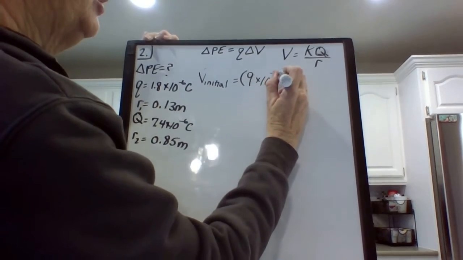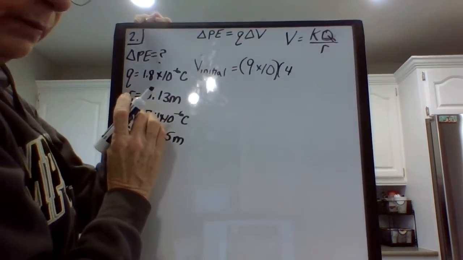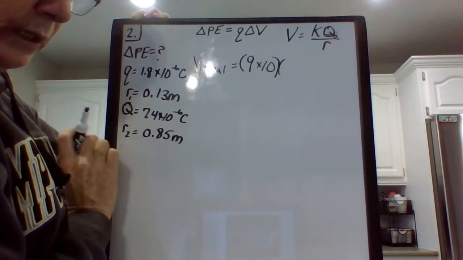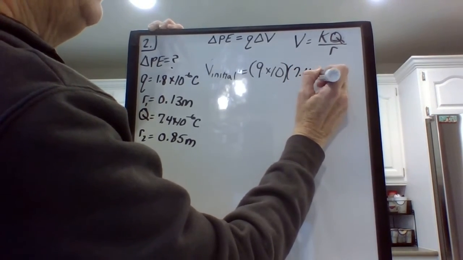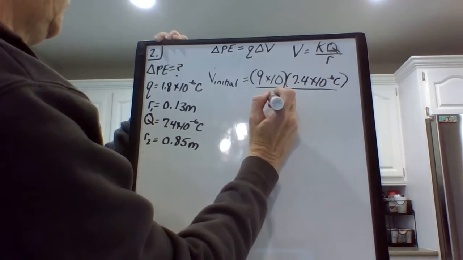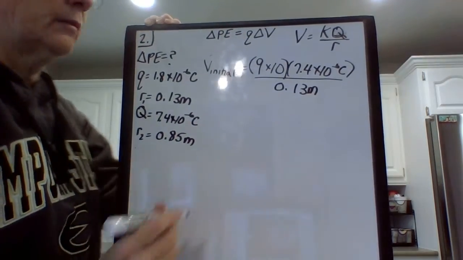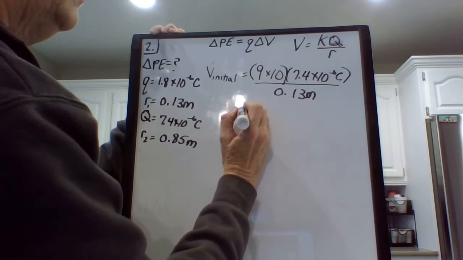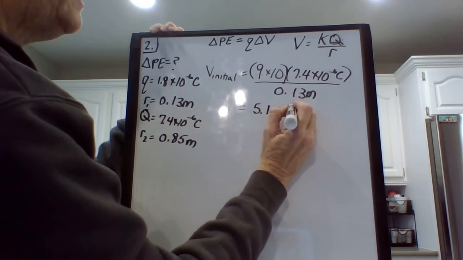And then the capital Q is the fixed charge. Oops, wrong one. That was from problem 1. This one is 7.4 times 10 to the minus 6 coulomb. And the initial radius is 0.13 meters. Answer is 5.1 times 10 to the 5th volts.